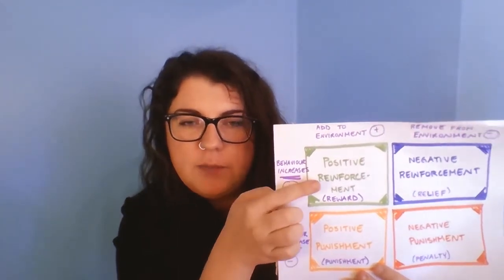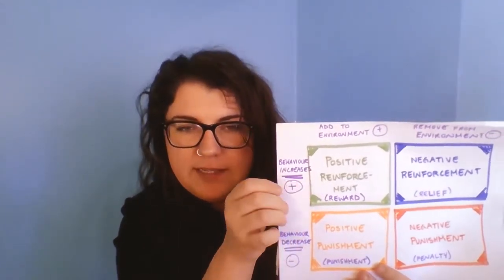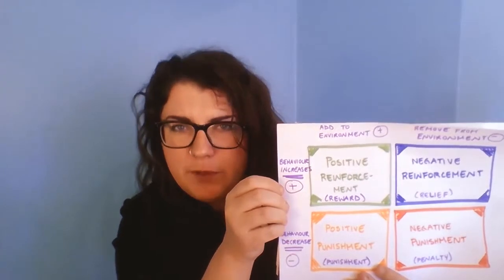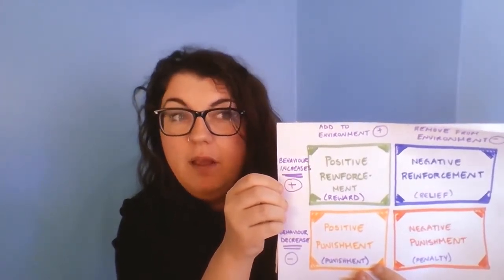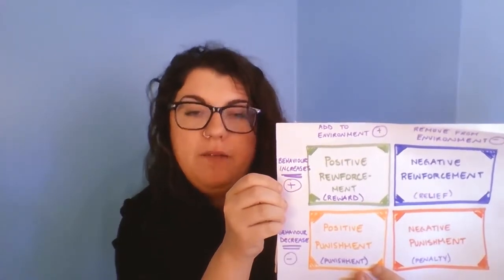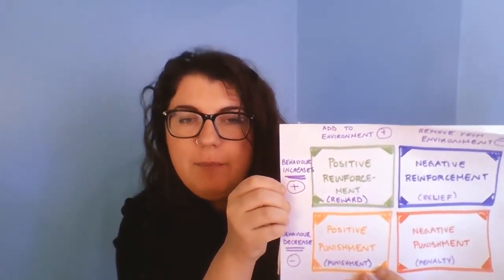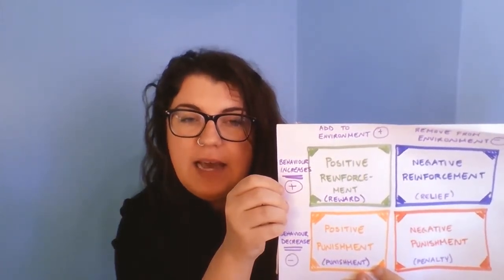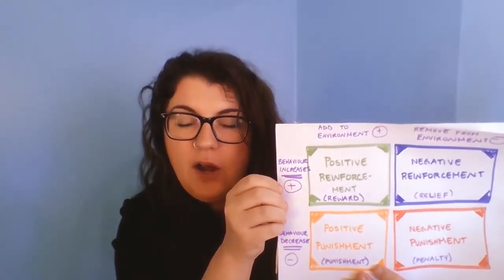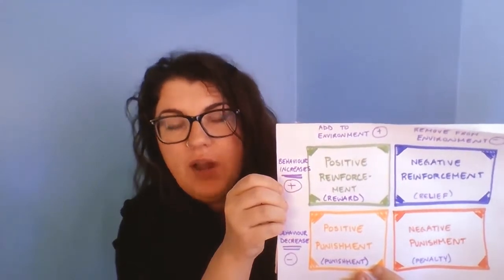So first one, our bread and butter. This is what we focus on the very most. This is what you need to learn how to do well, and then more or less just stick with. And that's positive reinforcement. In positive reinforcement, we've added something to the environment, and we are seeing an increase in behavior as a result.